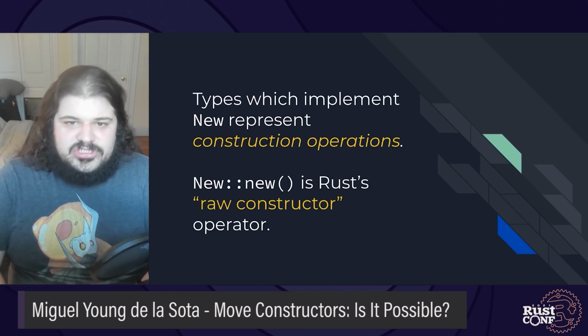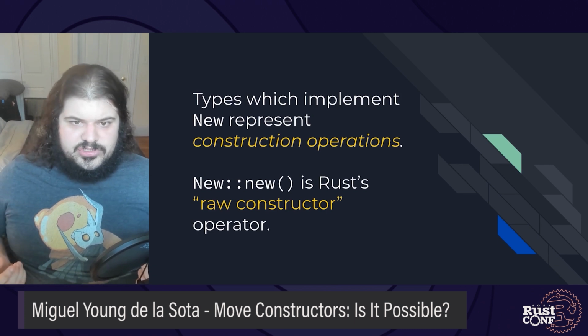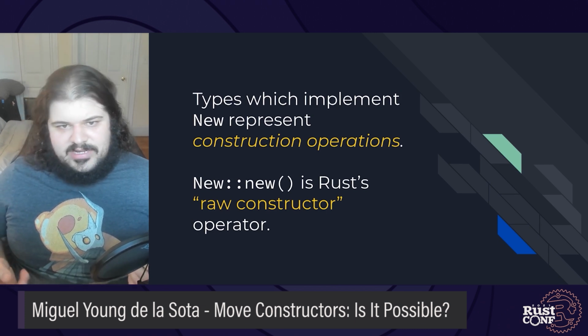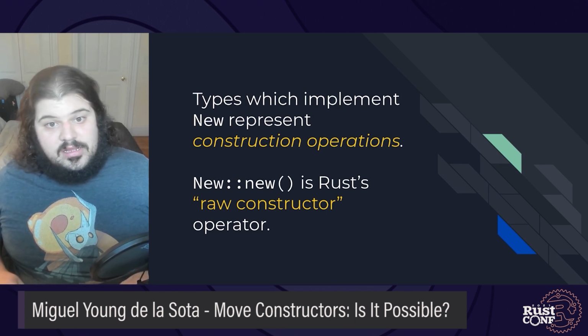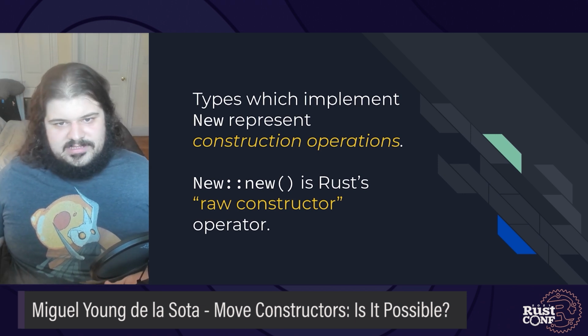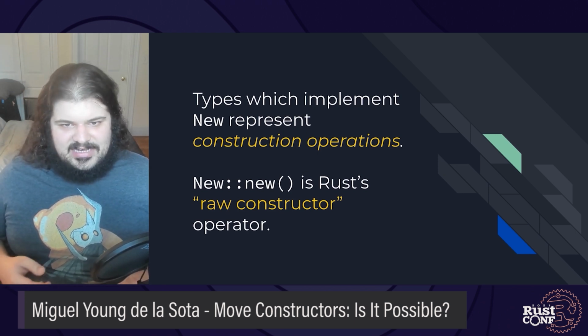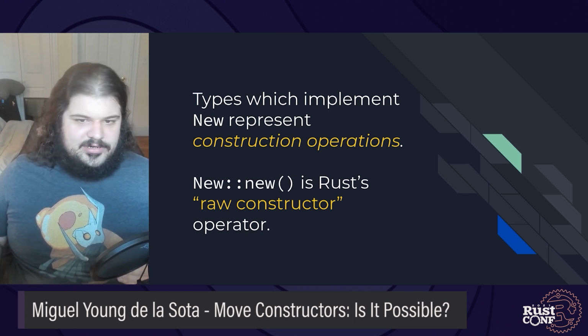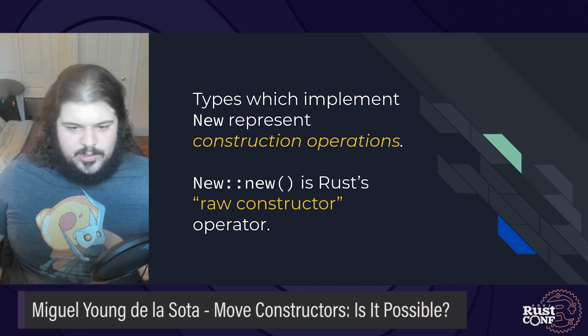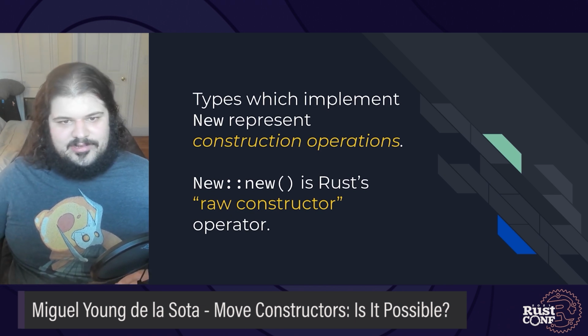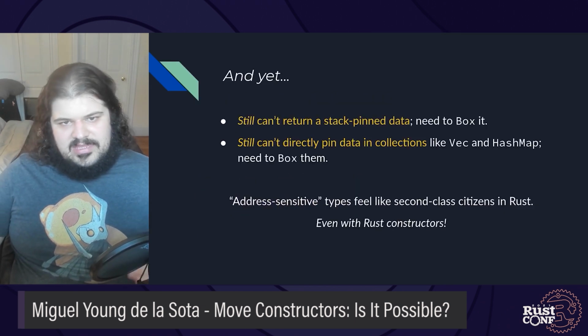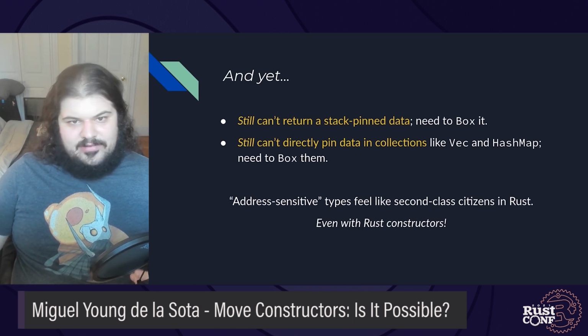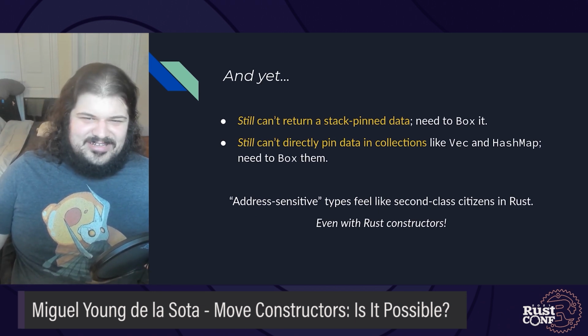The New trait represents constructor objects. You can build a constructor with some parameters and then run it on some storage somewhere. New is Rust's equivalent of the raw constructor syntax, and is intended to be wrapped in a more ergonomic API, much like how you usually don't need to call it in C++, and you can use the syntax sugar of declaring a variable instead.